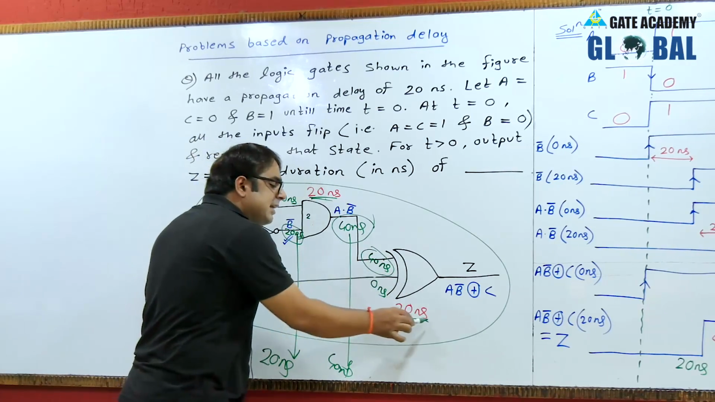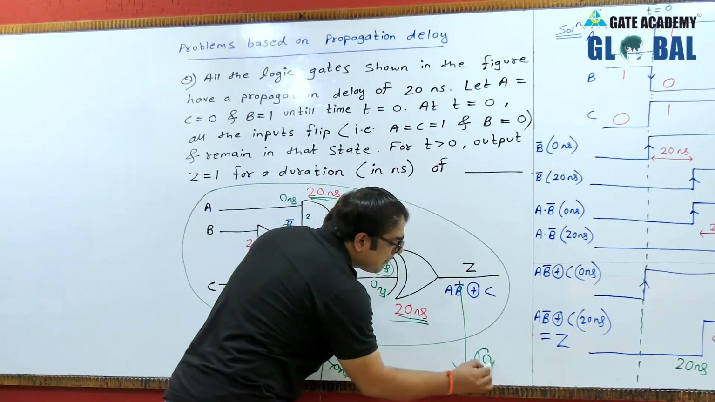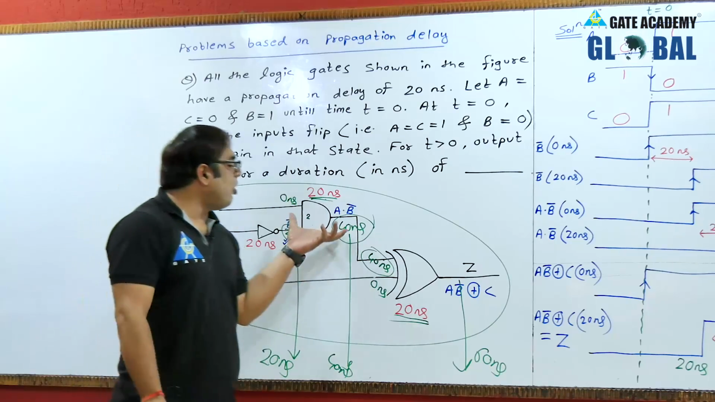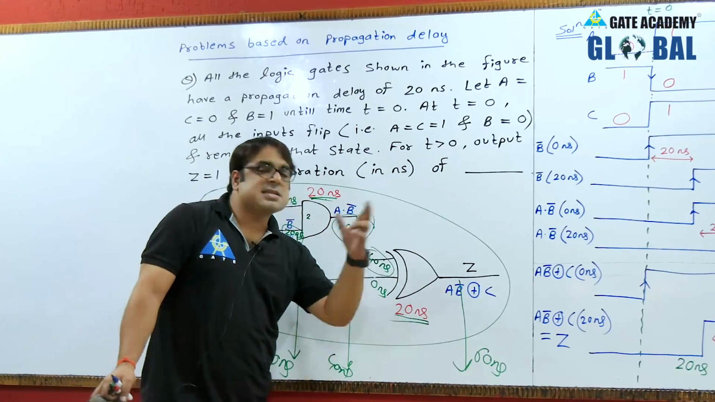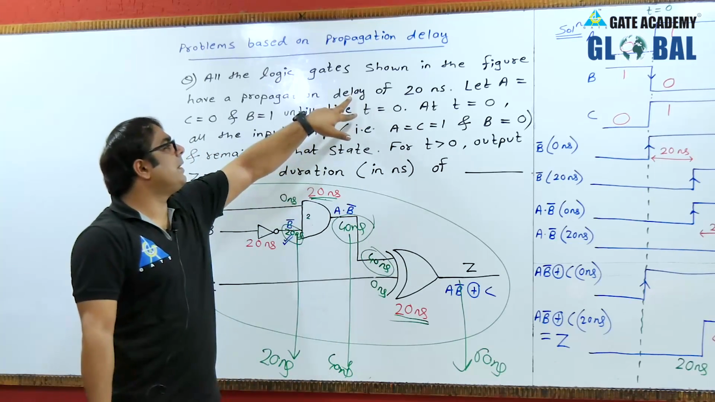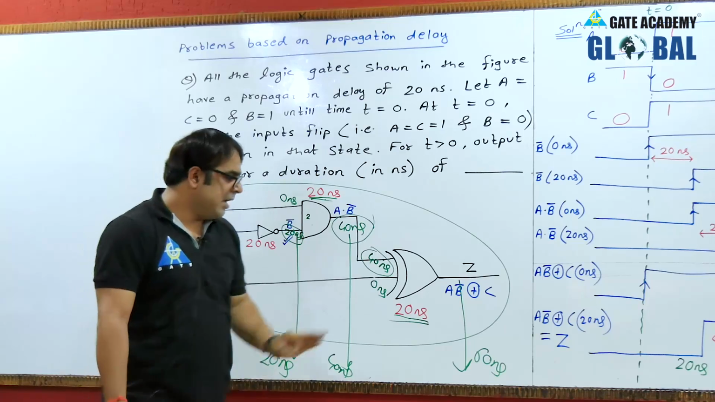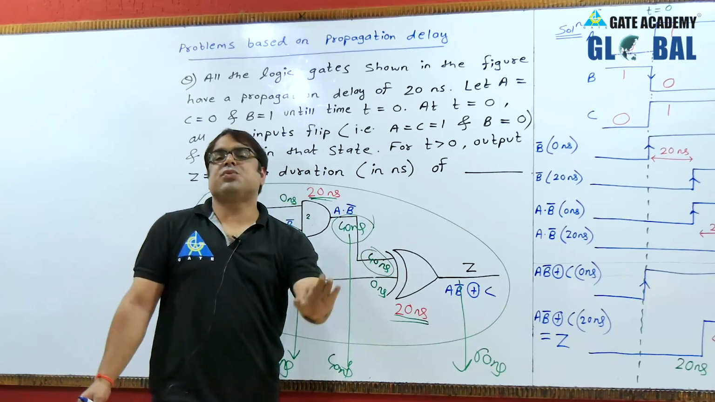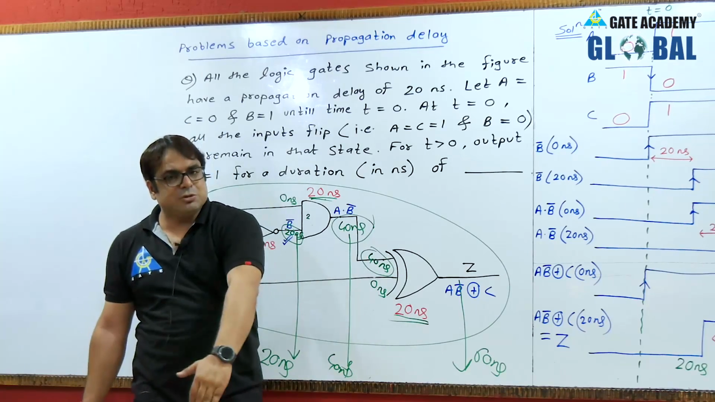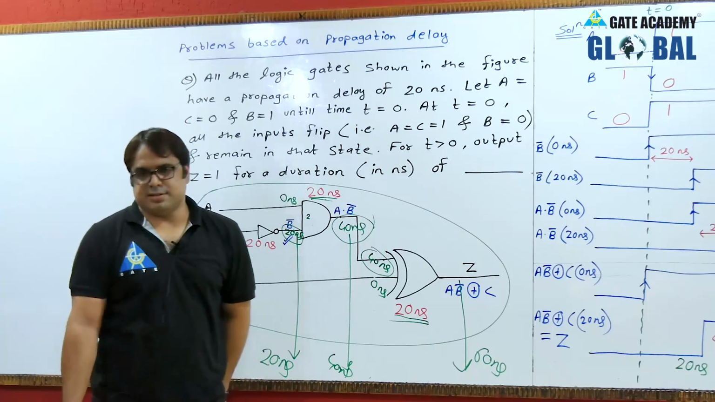This gate has a delay of 20 nanoseconds, so the final output will be stable after 60 nanoseconds. So the worst case delay of this circuit is 60 nanoseconds, which we also get in the example input given to us. So if the question is worst case propagation delay, it comes in the category of very easy questions, and this is the way you have to approach the answer.